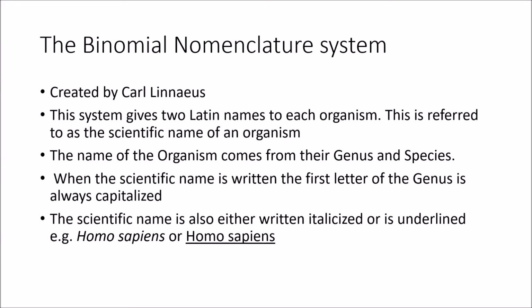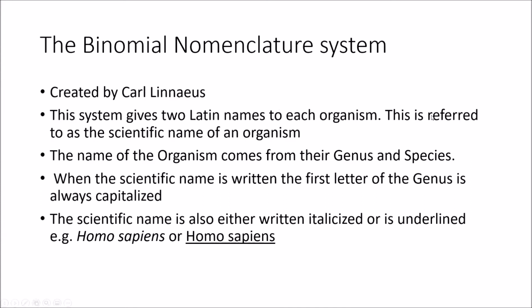Okay, so the system he created is called the binomial nomenclature system. This is a system that he uses to classify these different organisms into groups. So when it comes to giving these organisms a scientific name, like I said earlier, each organism is given two Latin names to refer to them.